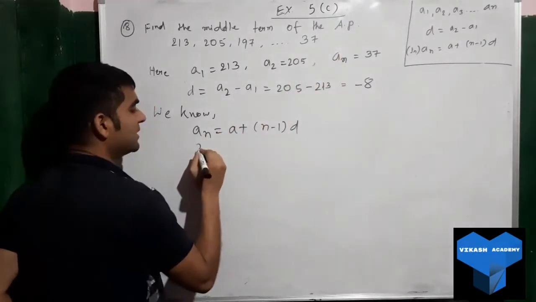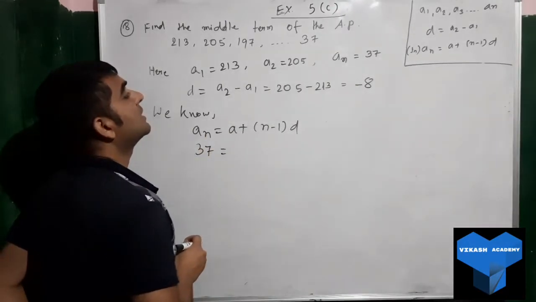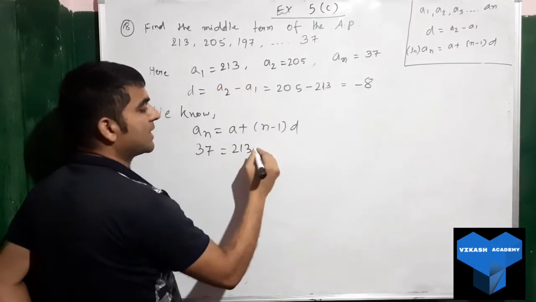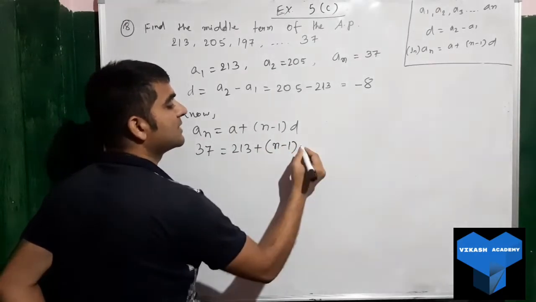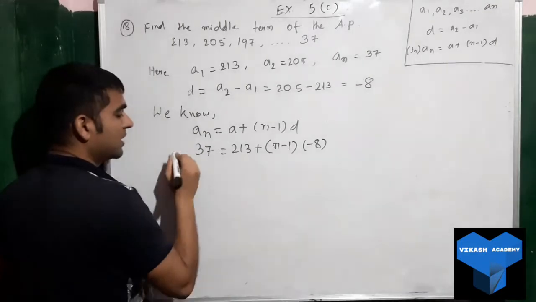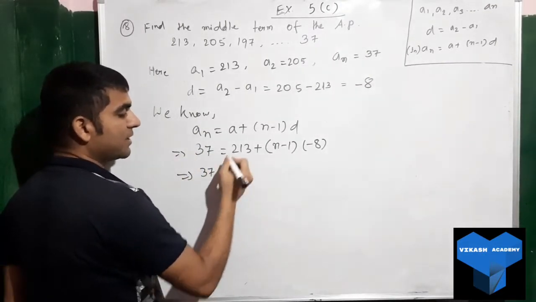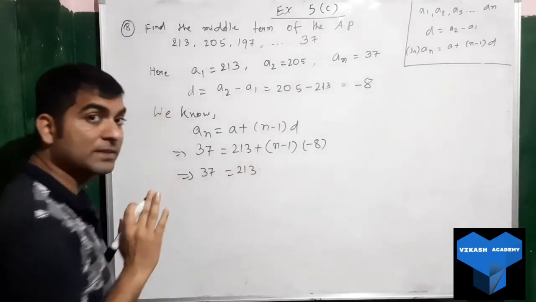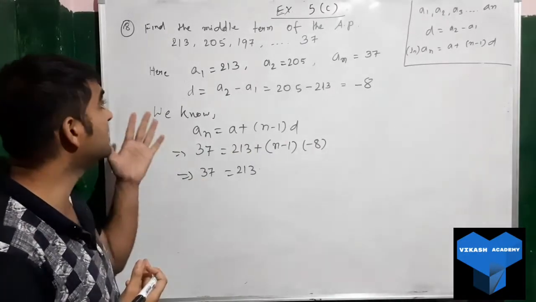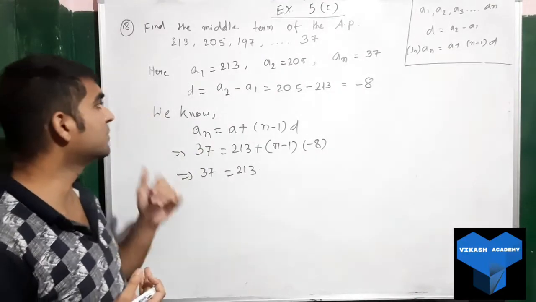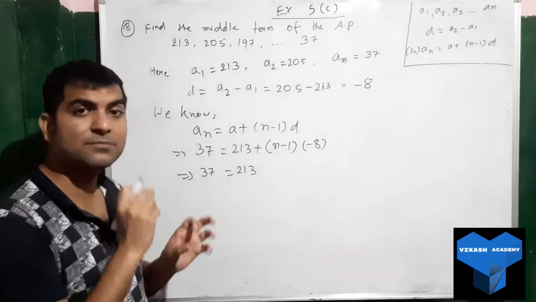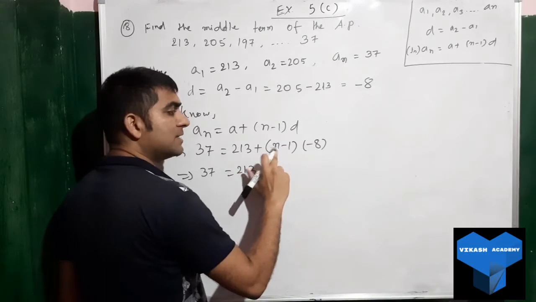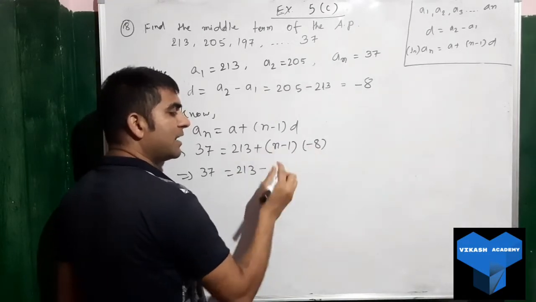Put this value: an, 37, equal to a, or a1, I said same thing, you can write a1 or a. So a we have 213, plus (n minus 1), d we have minus 8, I will write minus 8 into it. Now what will you write in the next step? 37 equal to 213 plus. Now see here, be very careful with the sign. When we were doing question number 2, subdivision 2, we made a little mistake there, so you can correct that one. How will you correct it? We have to be careful with the sign. Plus into plus into minus will be minus. 8 into n will be 8n.